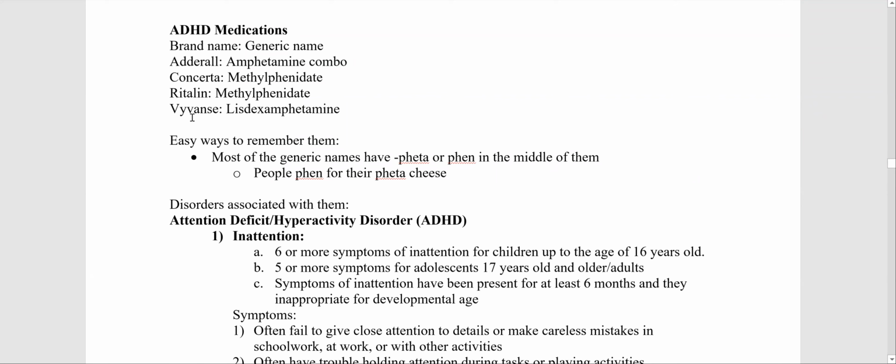So on the left is our brand name, and on the right is our generic name. So, some easy ways to remember this. We'll start with the generic names and then go to the brand names. The generic names have feta or fiend in the middle of them because people fiend for their feta cheese. So it's hard for them to stay focused on anything. So when you're seeing fiend or feta in the middle, that's what we are looking at.